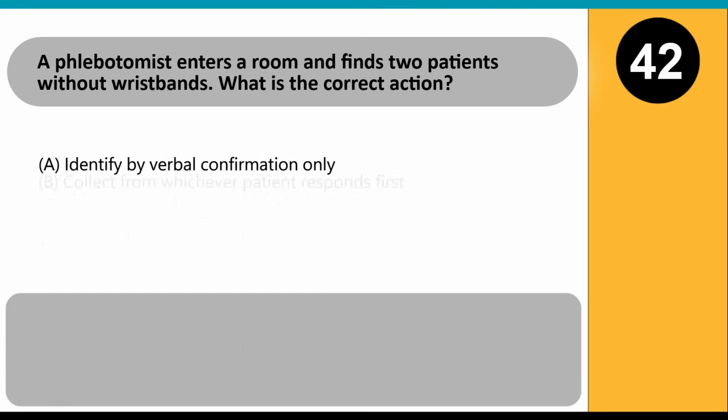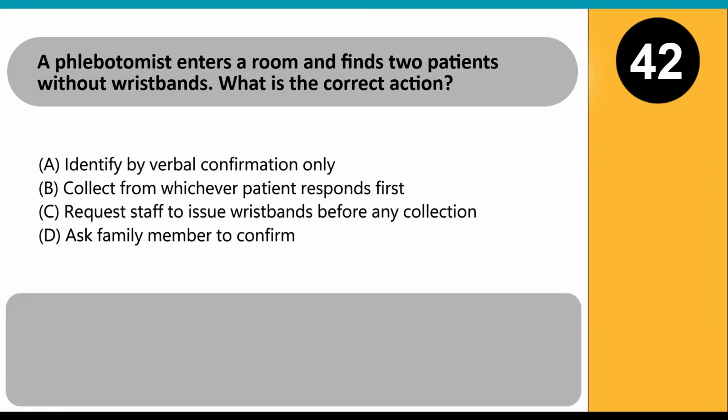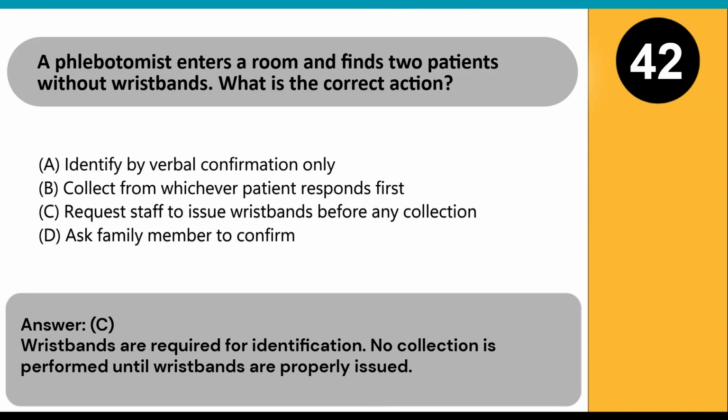A phlebotomist enters a room and finds two patients without wristbands. What is the correct action? A. Identify by verbal confirmation only. B. Collect from whichever patient responds first. C. Request staff to issue wristbands before any collection. D. Ask family member to confirm. Answer C. Wristbands are required for identification. No collection is performed until wristbands are properly issued.